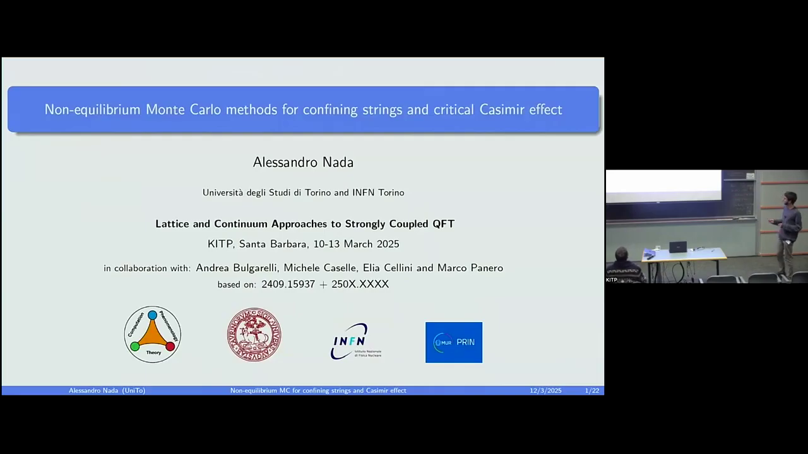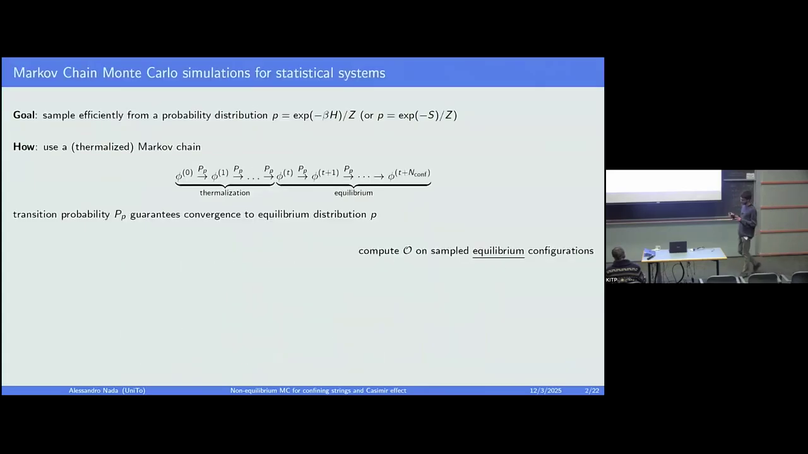Let me thank the organizers for the opportunity of talking about actually two works made in collaboration with people from Torino. Maybe this is Andrea, Michele, Elia, and Marco. Andrea and Elia are two PhDs. And it's actually two works, one about confining strings and one about the critical Casimir effect, and the one about the Casimir is ongoing, work in progress. Both of these two works actually would be either very expensive to do, or probably just impossible to do with a standard Monte Carlo.